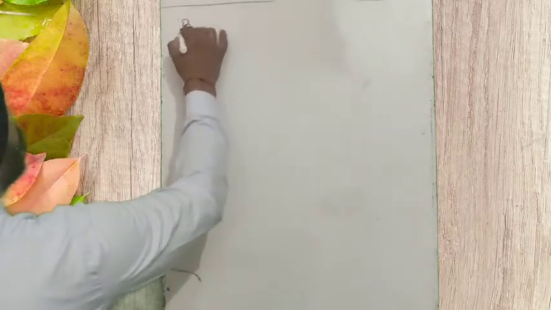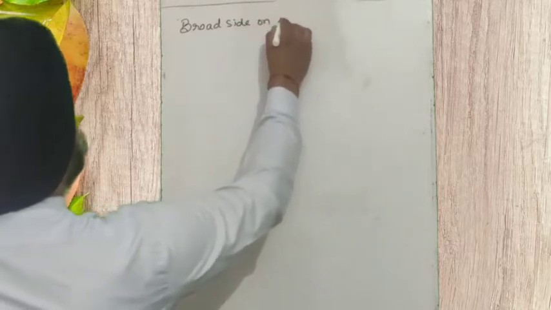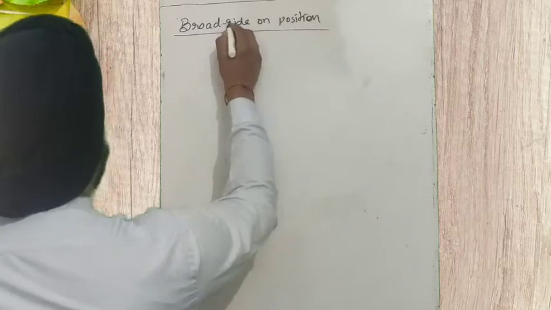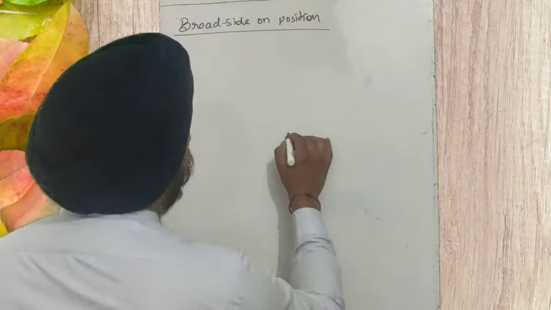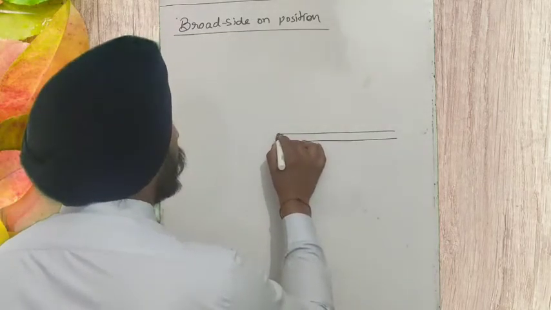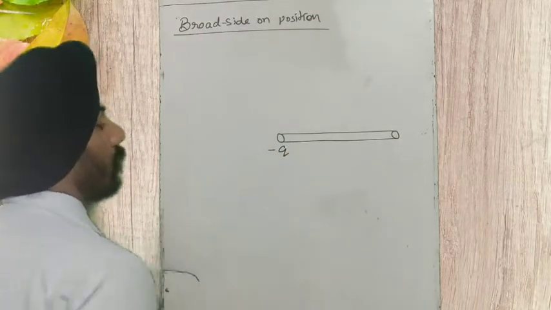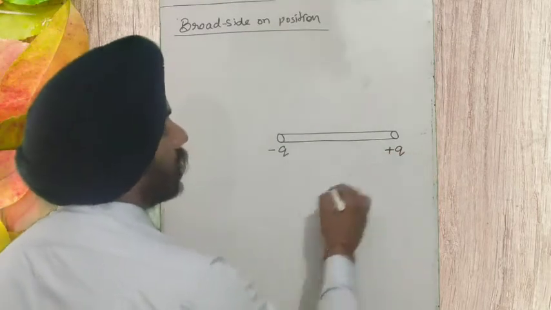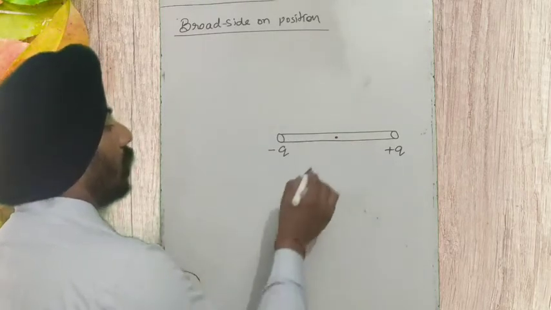So now this is the second case, broadside on position. We are going to calculate electric potential at the broadside on position of an electric dipole, and for this we need to draw a dipole and the figure related to it. So now this is a dipole. We have minus q charge on the left hand side, and plus q charge on the right hand side. This is the center of the dipole.